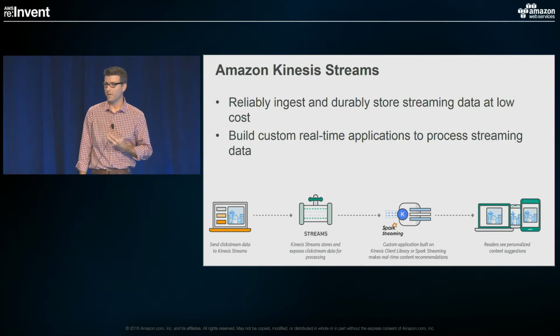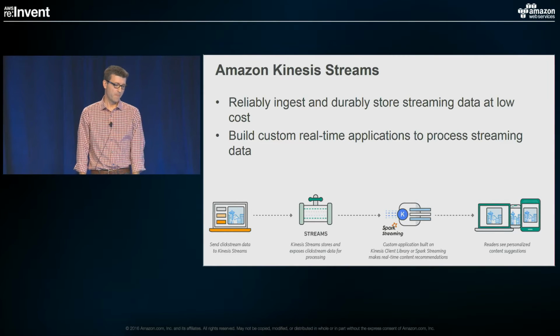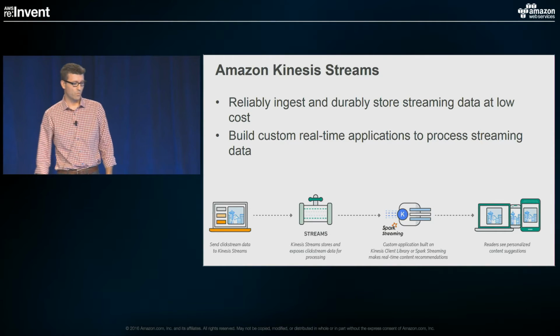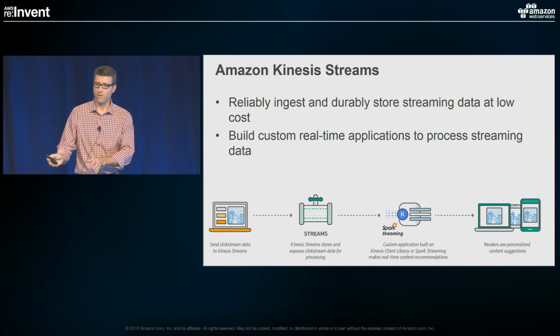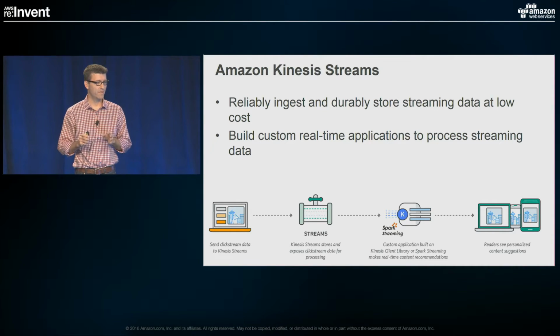You can create a Spark Streaming application and use Kinesis streams as your ingestion stream. And then all the way downstream, on the far right of the diagram, is ultimately what you're doing with the data as it streams through the system. So that's a quick view of Kinesis streams.